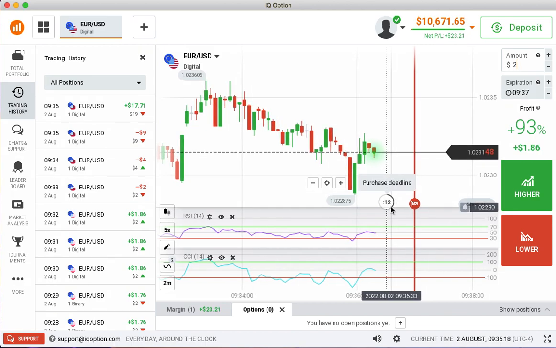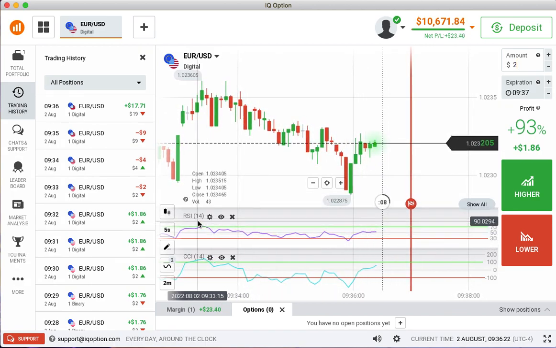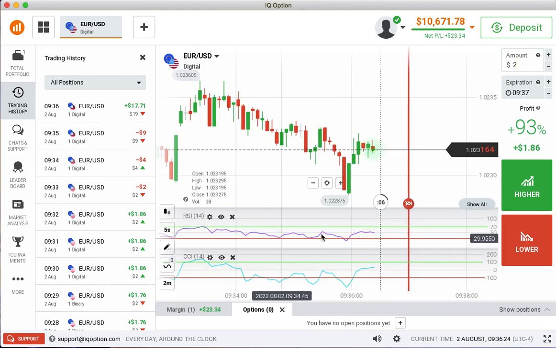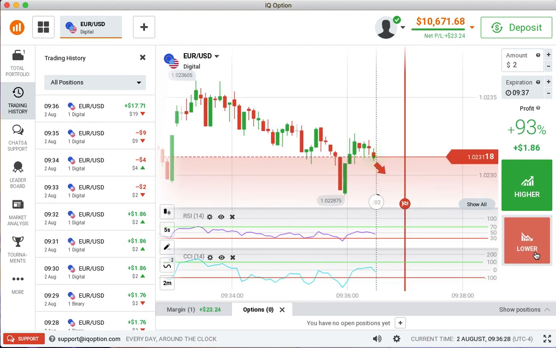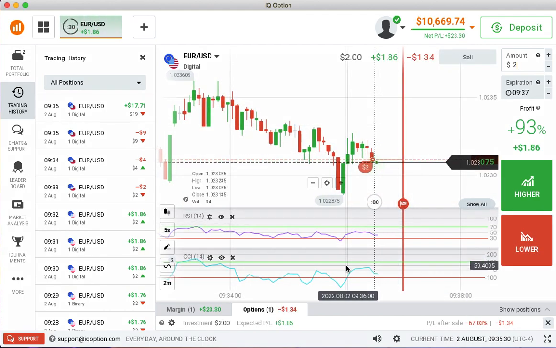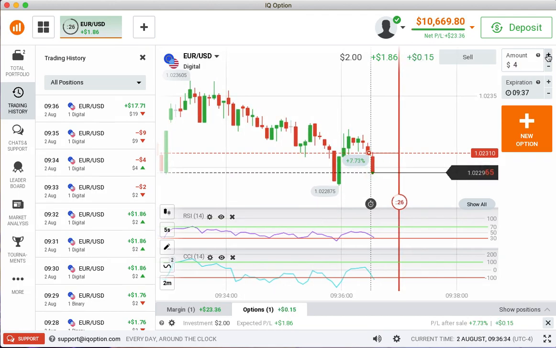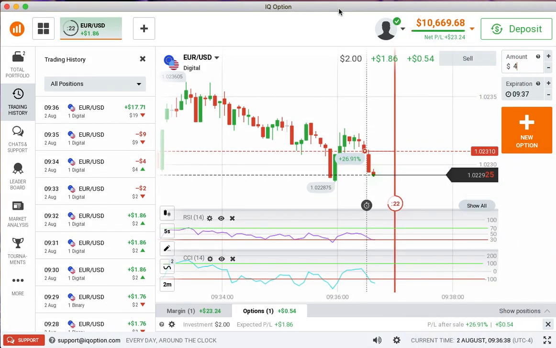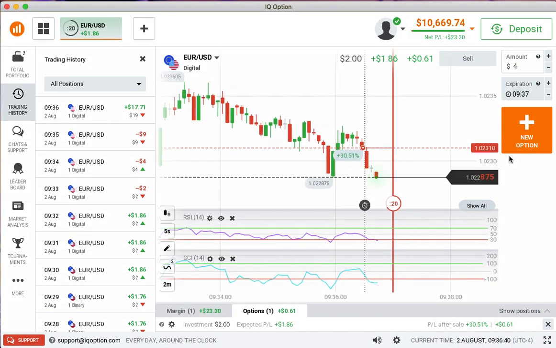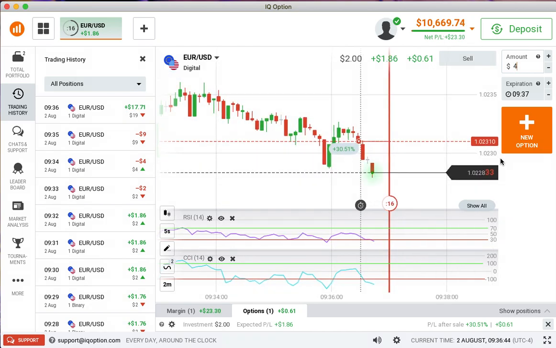So you wait until the purchase deadline, which is 5 seconds. Watch to see if the RSI and the CCI are either above or under their respective halfway points. We sell here because you see RSI and CCI are down, and we move up to 4 and we wait, right? This stop is on, which is good. In the last few videos, we've been struggling to find the entry, but it's okay.